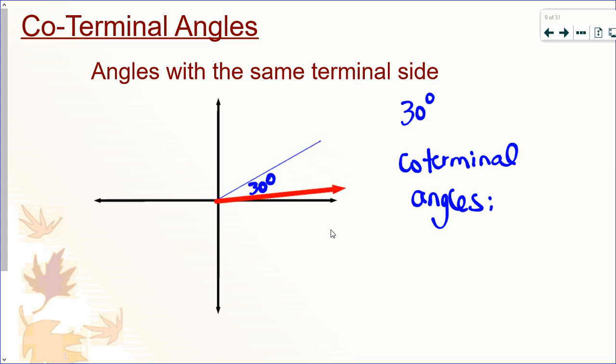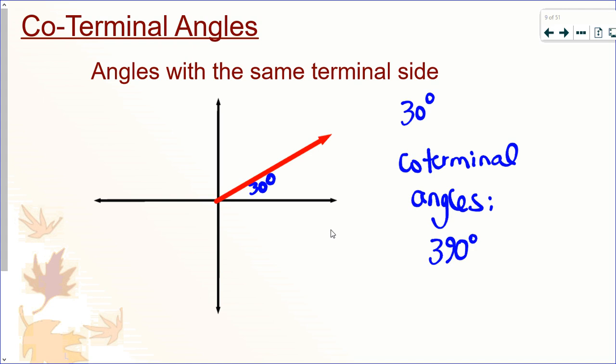So again, if I would start here and rotate once around and end up at 30, how many degrees would I have gone? 360, and then plus the 30. Yeah, so 390 is coterminal. So that's one way to find a coterminal angle.